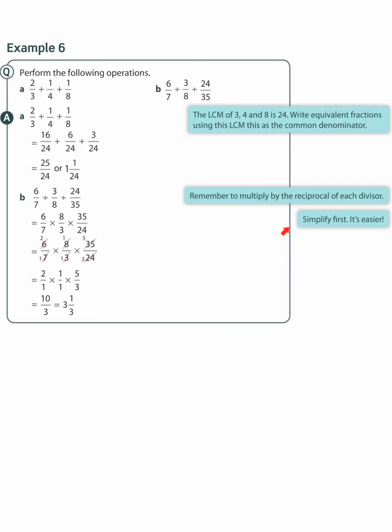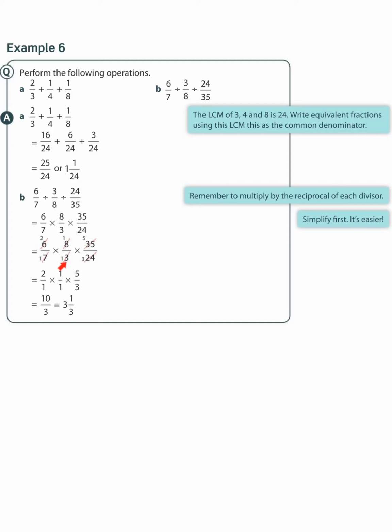So why don't we simplify it first? What we're going to look at is if we've got a 3 here, we're going to say, wait a minute, that's 3 and that's 6. We can say 3 goes into 3 one time and 3 goes into 6 two times. So we're dividing the top and the bottom by 3, and you're allowed to do that. Remember, that's equivalent to 1.